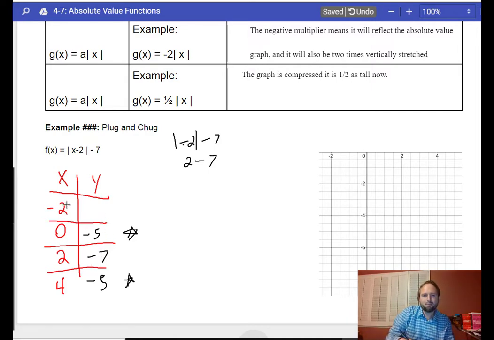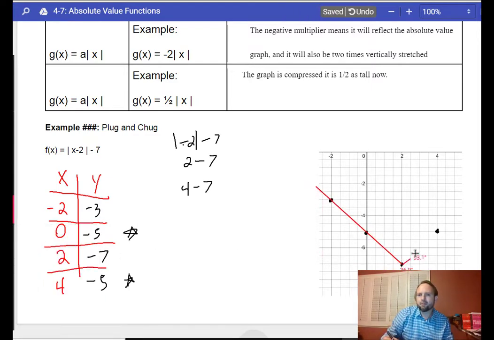Well, let's plug in this. What happens here? We want to make sure. -2 minus 2 is -4, and absolute value 4 minus 7 is -3. That works. So let's plug it in. -2, -3. 0, -5. 2, -7. And then finally 4, -5. Well, there's our graph. And if we graph that, it should have symmetry at x equals 2 right there.